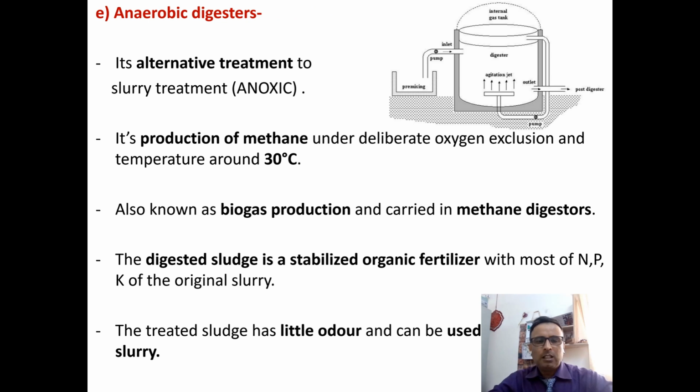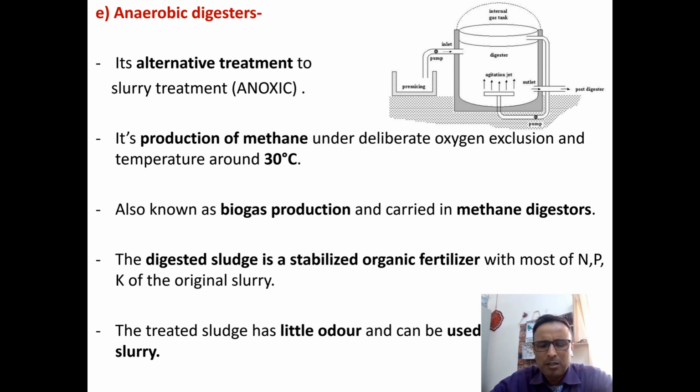Another approach of dealing with these kinds of slurry materials is anaerobic digesters, which are used to create biogas by the use of these liquid kinds of manures. The sludge treated by biogas has little odor, and it can be used as slurry material. These big tanks, you can see here, are called methane digesters, in which the slurry can be kept for the production of methane under deliberate oxygen exclusion, and the temperature is kept around 30 degrees in these tanks, right?